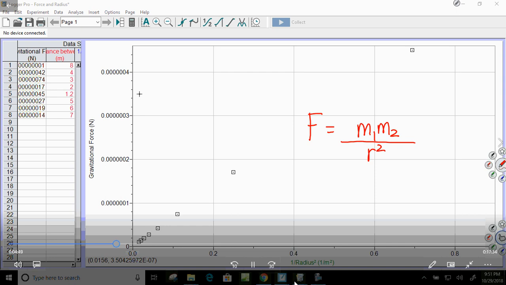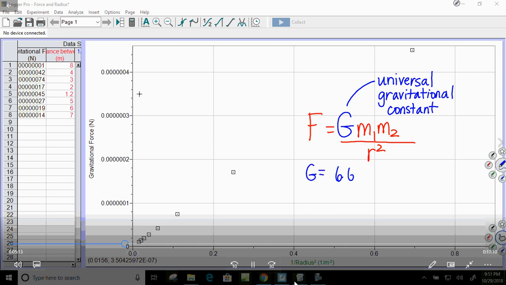And the reason why not is there is a little constant that's missing from the equation. That constant is big G. It's called the universal gravitational constant. I shall pause while I write it down. Okay, that universal gravitational constant has a value of 6.67 times 10 to the negative 11 Newton meters squared over kilograms squared.